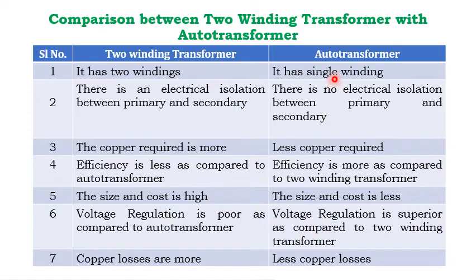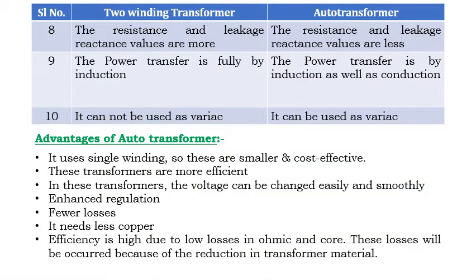Now if you consider an auto transformer, the voltage regulation is superior compared to a two winding transformer. In case of a two winding transformer, copper losses are more. Here you will find lesser copper losses in case of auto transformers. The further comparison is that in a two winding transformer, the resistance and leakage reactance values are more. In case of an auto transformer, the resistance and leakage reactance values are less.